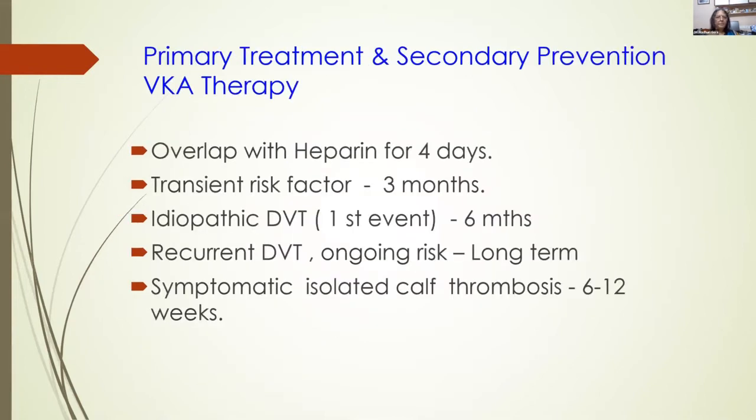So summarizing the primary treatment and secondary prevention with VKA therapy, there should be overlap between heparin or fondaparinux and warfarin for at least 4 days. For a transient risk factor, we give vitamin K antagonists for 3 months. For an idiopathic first event, 6 months, but for recurrent DVT or ongoing risk, long-term or lifelong. For symptomatic isolated calf vein thrombosis, it should be 6 weeks to 12 weeks of treatment.